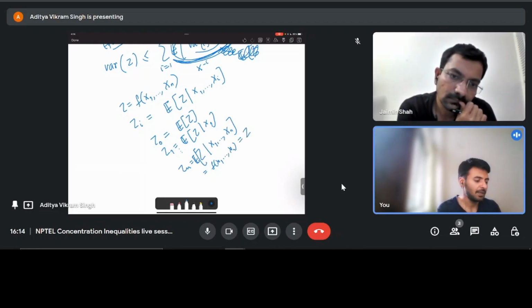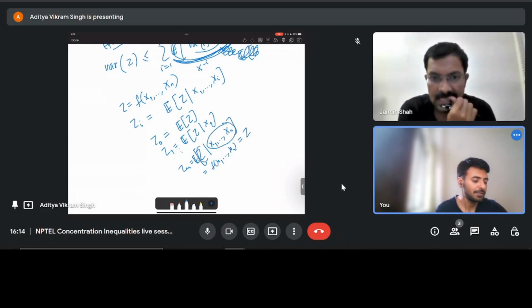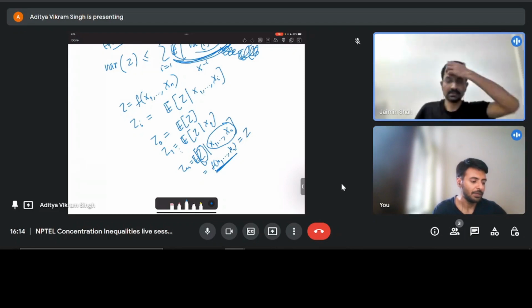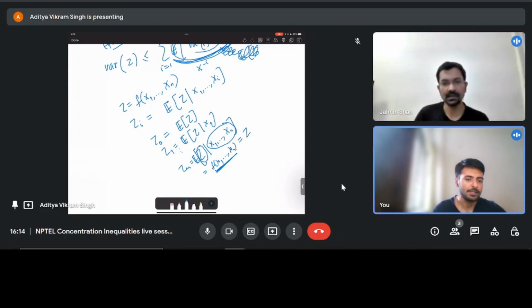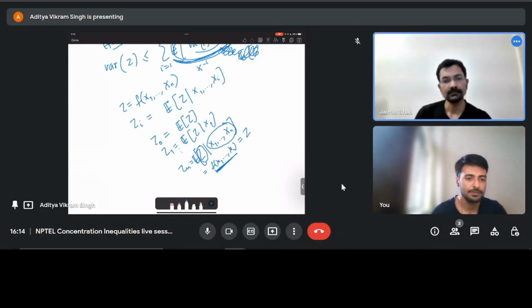This is the thing about conditional expectation, that on this side you can assume that these are given to you and you want to form the best guess of the left side. If all of them are given, then your best guess would be to directly substitute x1 to xn in f, which will give you Z. On the other extreme, you are given nothing, so take the expectation of Z.